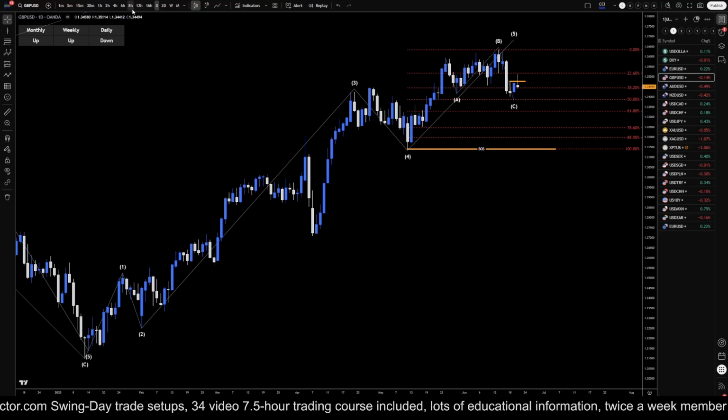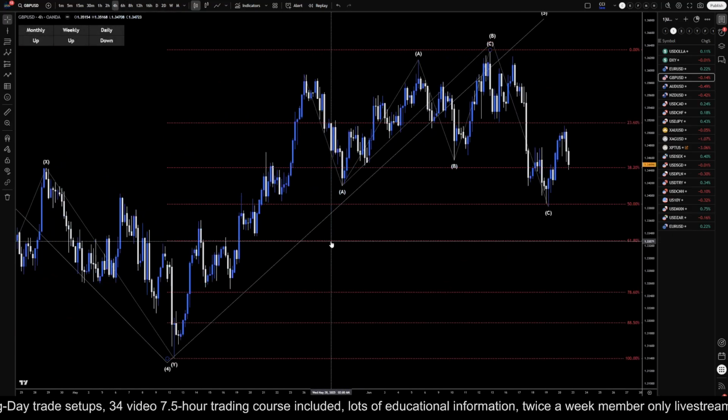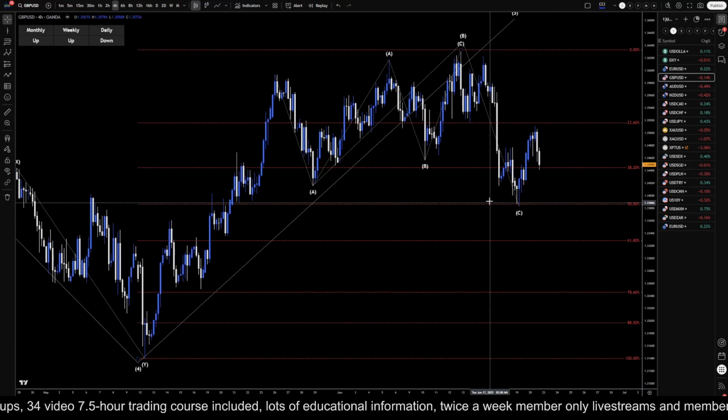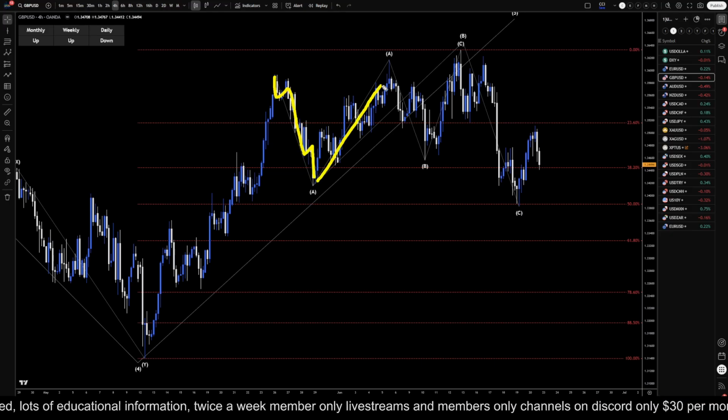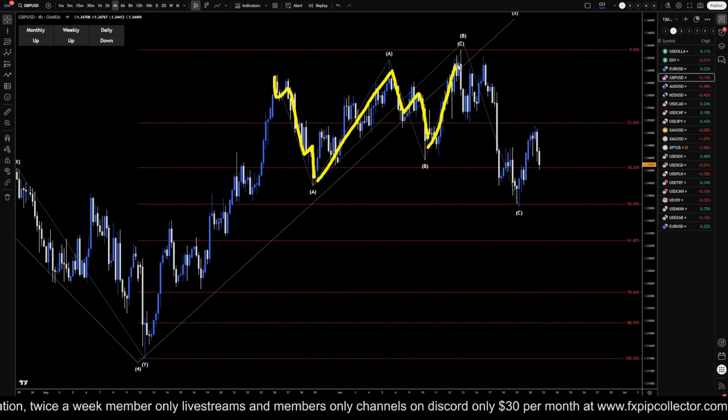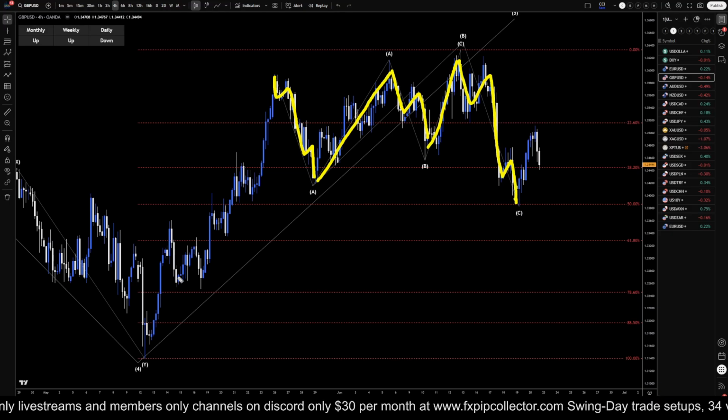So let's take it down to the 4 hour because that's where you can really see, if you zoom out a little bit, this expanding ABC. Because first of all, we got nice five waves down, wave A. We got five waves up, A of B. We got three waves down, B of B. We got five waves up, C of B. Then we got five waves down for the bigger wave C. So this is like a perfect 5-3-5 pattern.